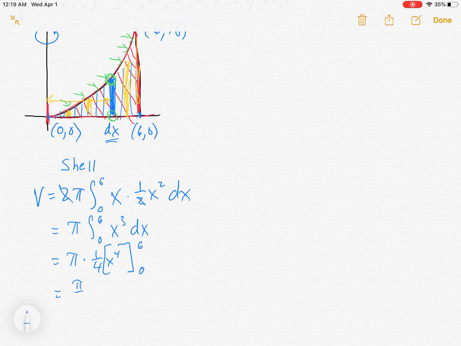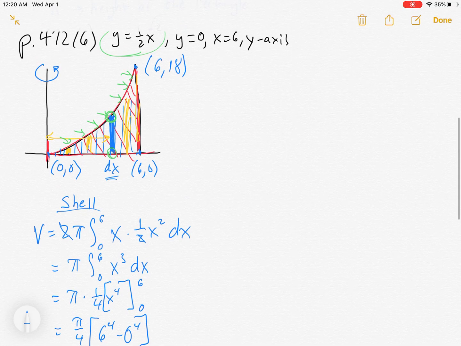Not much commentary to give here. We have pi over 4 times 6 to the 4th minus 0 to the 4th. And that becomes 1296 minus 0, which becomes 324 pi. That's the shell method. Let's try it with washer.